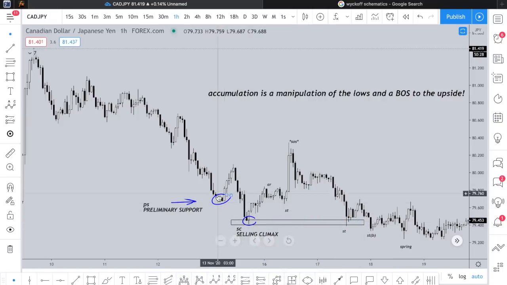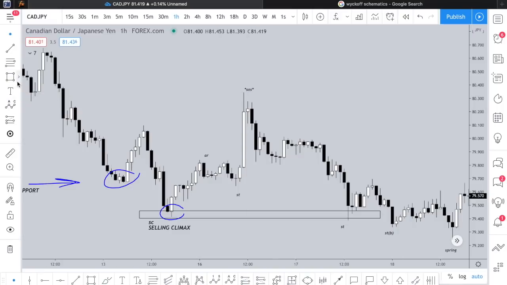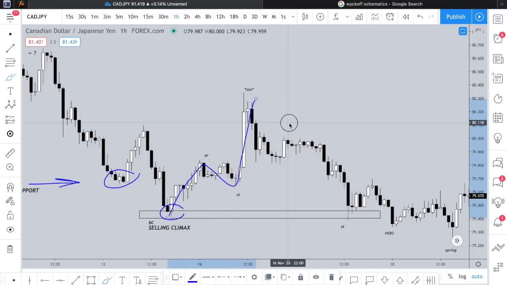People who think that this is the bottom of the market, and when we approach the same zones of support, they look to buy into that currency pair, again, only to be manipulated out. Remember, manipulation of the lows and a break of structure to the upside. When you look at the accumulation schematics, this is how it's marked up, where from the selling climax, you have a low, high, higher low, and a higher high. Your typical 1, 2, 3 wave to the upside.